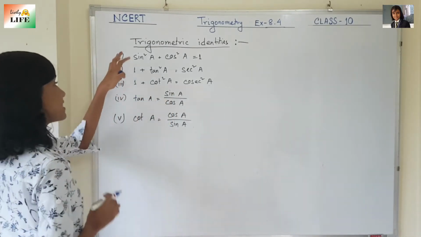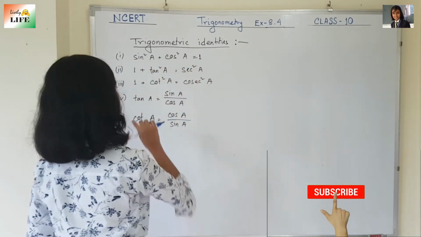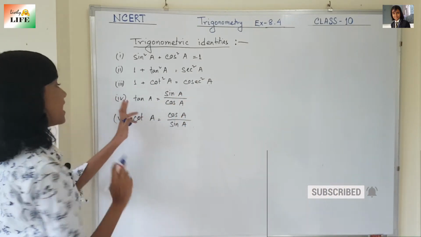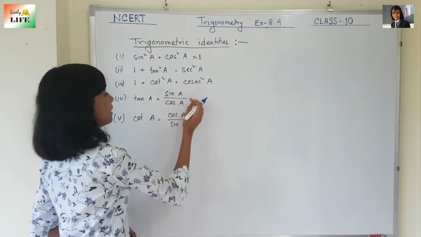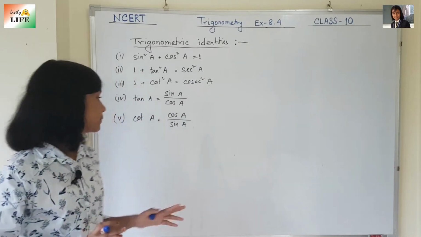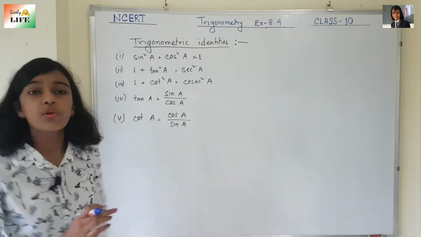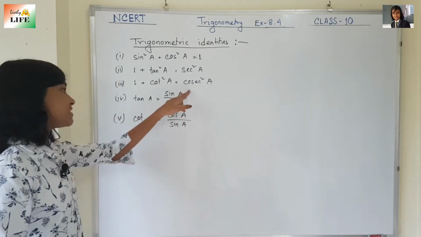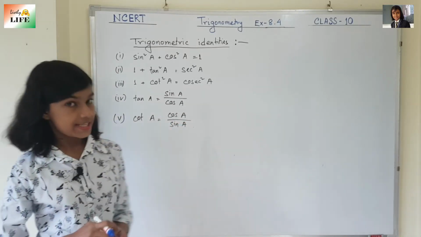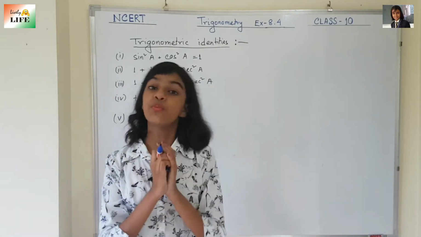So first one was sine square A plus cos square A is 1. 1 plus tan square A is sec square A, and 1 plus cot square A is cosec square A. And tan A is equal to sine A by cos A. And cot A is equal to cos A by sin A, because we know that cot A is the reciprocal of tan A. So if tan A is sin A by cos A, then cot A will be cos A by sin A. So these are the 5 trigonometric identities that you have to learn, and with the help of these identities we are going to do the problems of exercise 8.4.